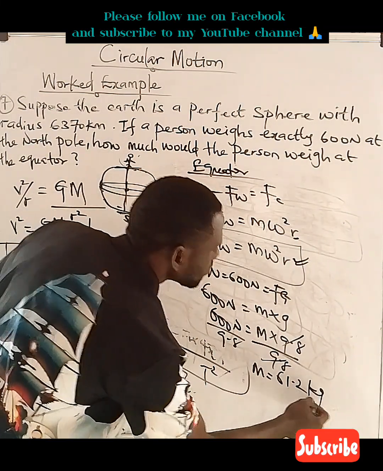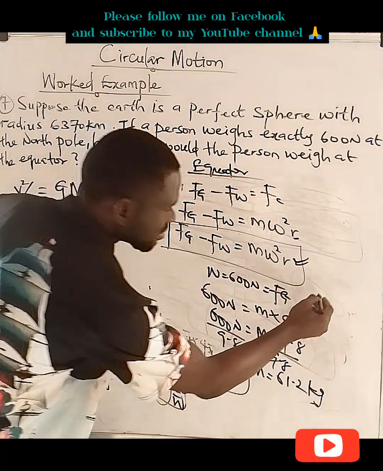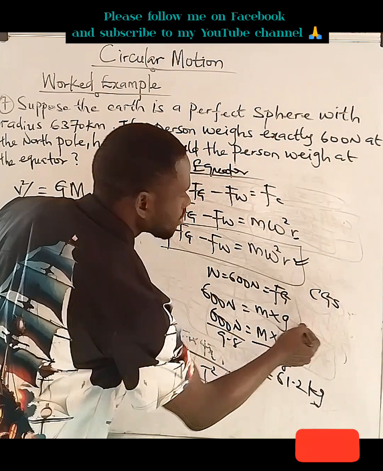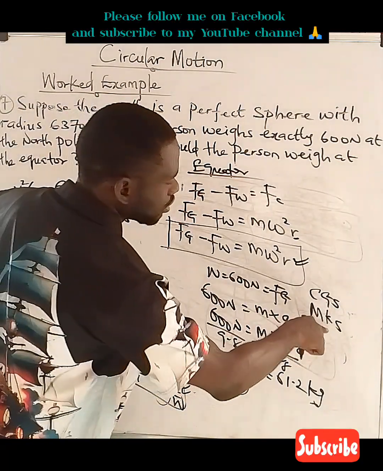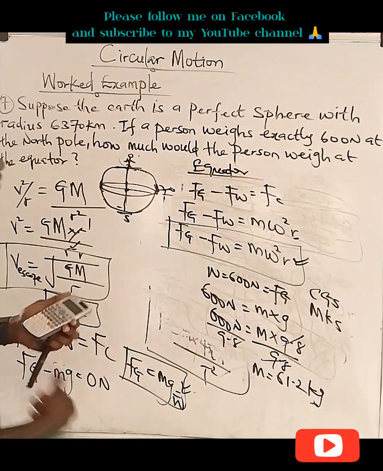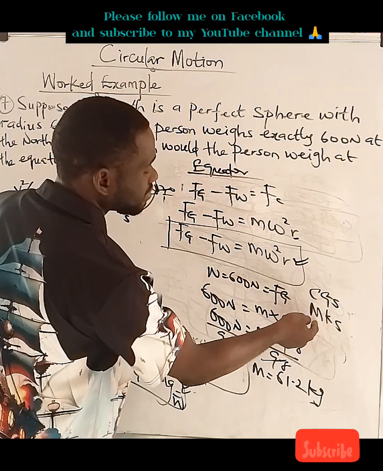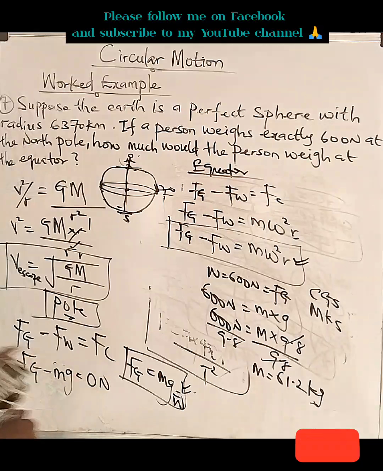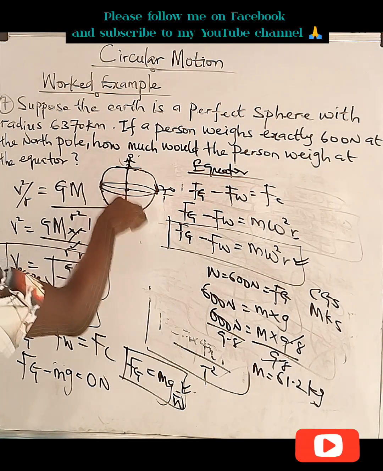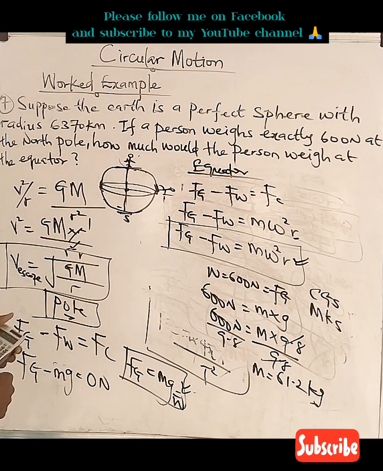That's in kilograms. Don't forget, we have different systems. We have the CGS system, which is centimeter, gram, and second. We have the MKS system, which is meter, kilogram, and seconds. Everything we're working on right now is based on the MKS system. So the mass is in kilograms, 61.2 kg. That's the mass of the person standing at the North Pole.